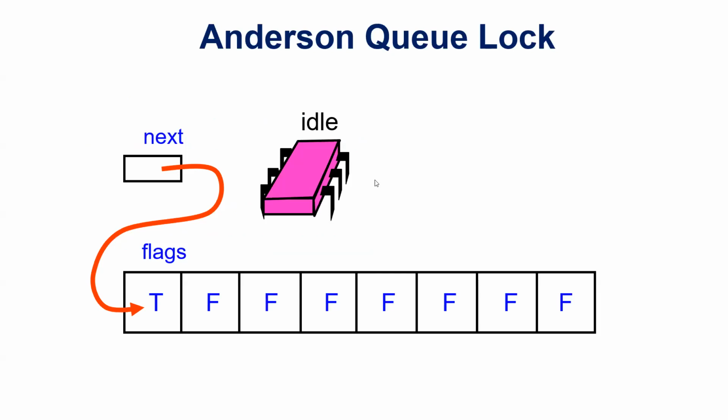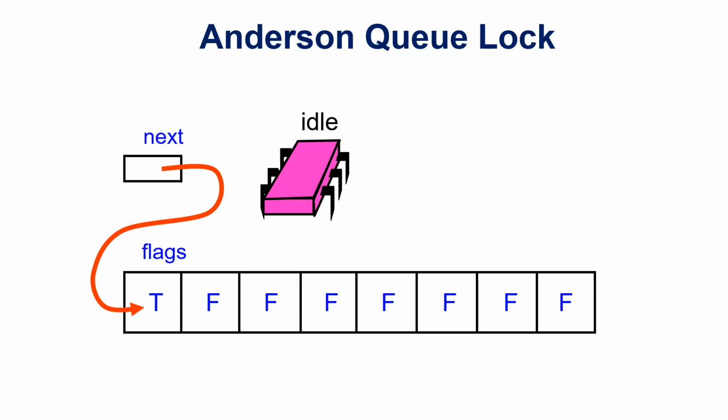Based on this idea, we go with the concept of the Anderson queue lock. Sometimes we also call it the Anderson lock, or array lock, or simply the array-based queue lock. The threads share an atomic integer field.